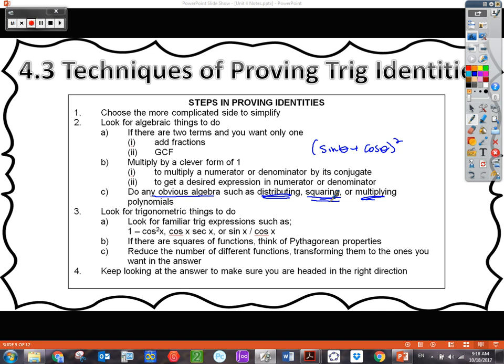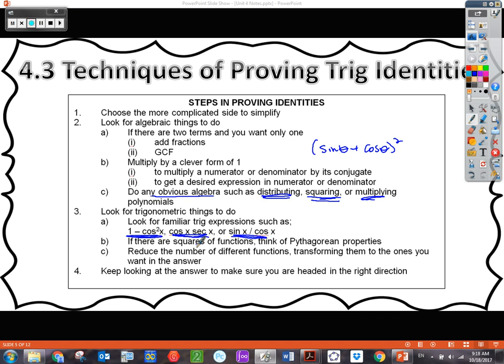As far as trig things to do, we want to look for familiar expressions. Hopefully this is familiar to you now. Familiar expressions. Maybe we look for that. These are reciprocals of each other, so that product would give us a 1, right? Cosine times secant would be 1. Maybe we see a quotient rule somewhere. I mean, we're looking for things to do.